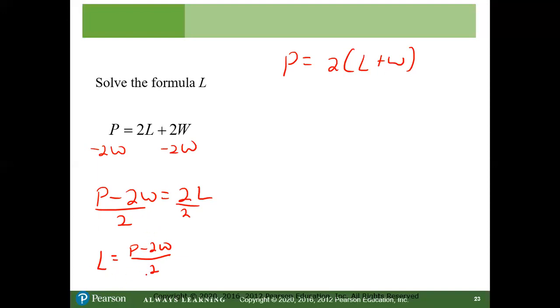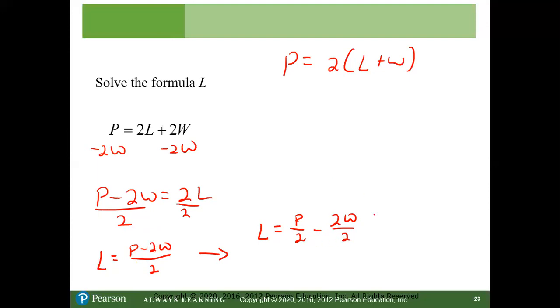MATLAB will not allow you to leave your answer like this because you have this common factor of 2 there. This is how you're going to have to write your final answer here. You're going to have to split this up so that it is L is equal to P over 2 minus 2W over 2. You just split this up.